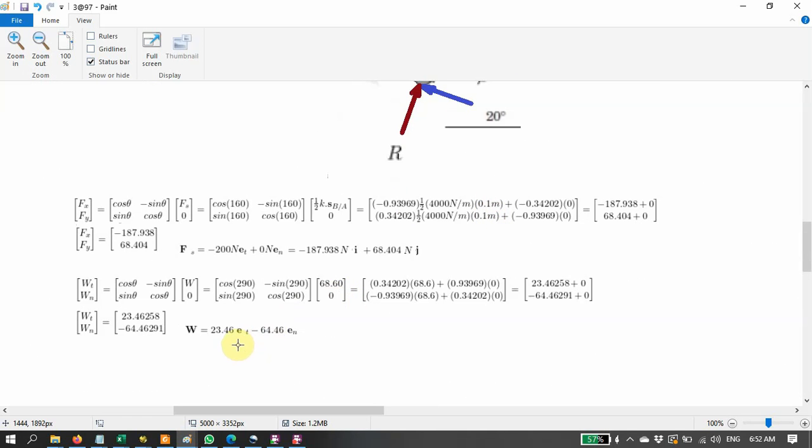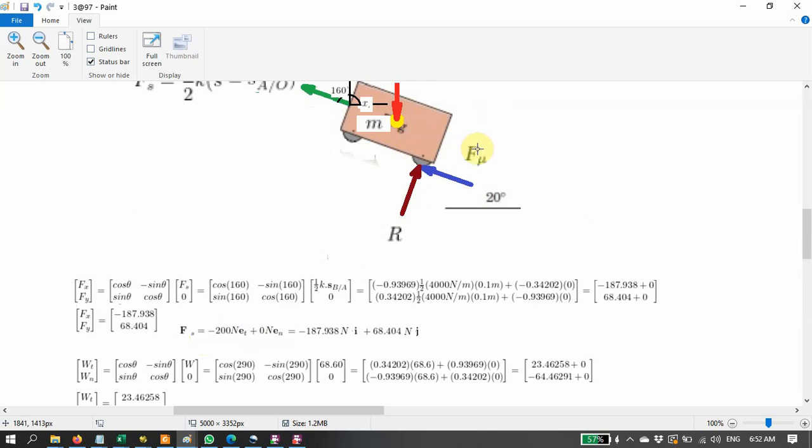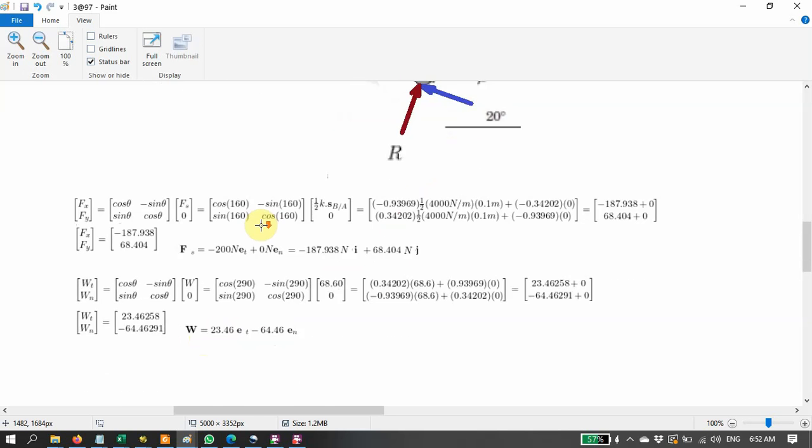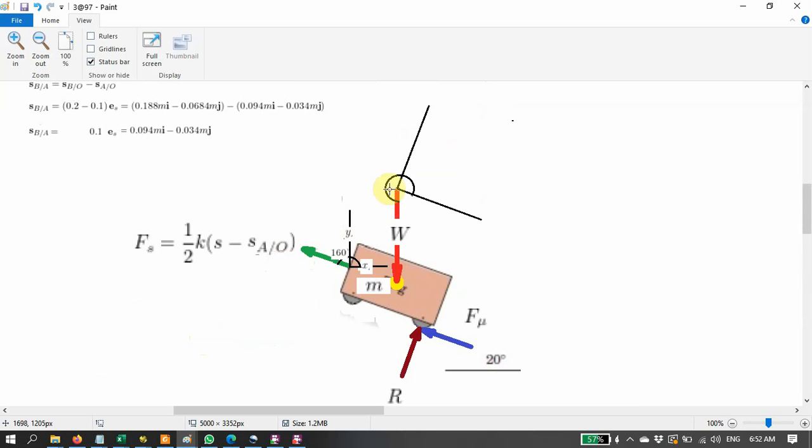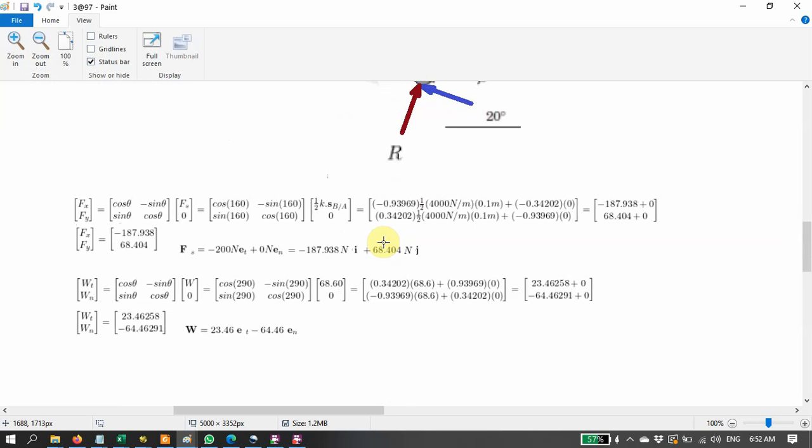So from that we can get the component of weight that acts along the positive tangential direction, because the positive tangential direction is along the moving motion of the particle. And En is negative 64.46, because we define the normal direction as the upward direction.